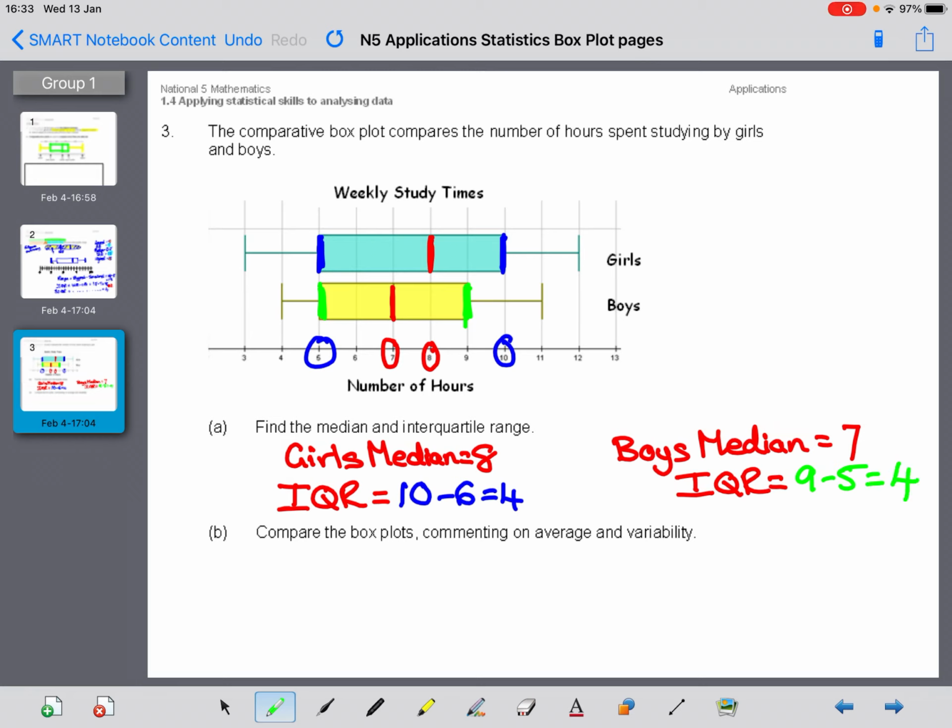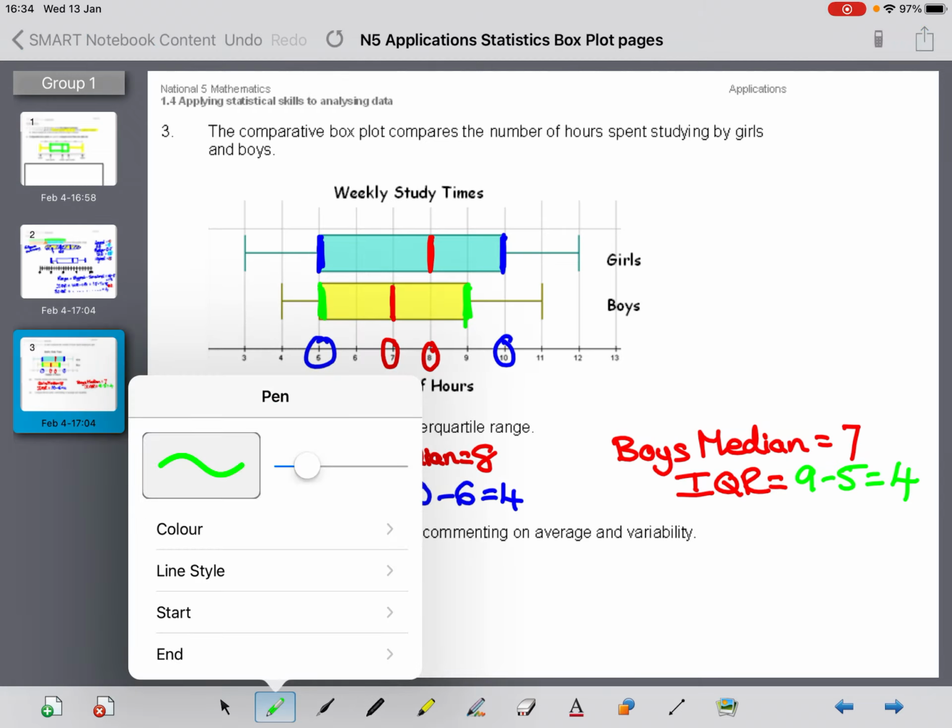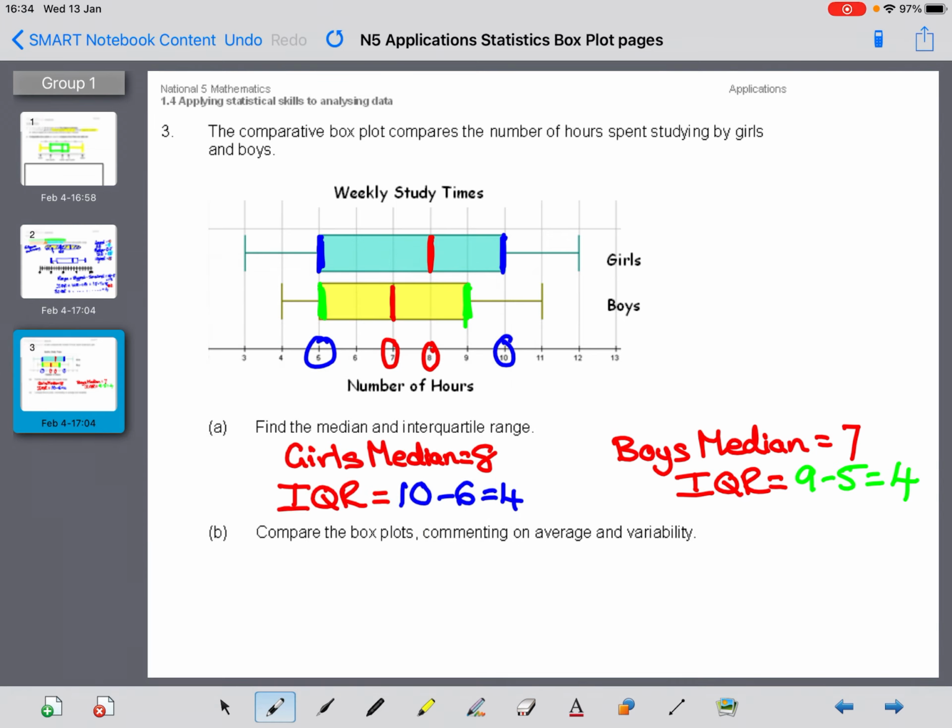Okay, so it now says compare the plots. Compare the box plots commenting on average and variability. Now, at this point here, you need to be very careful. Okay, because when we are comparing the girls' median with the boys' median, you have to use the word average. Do not say that the girls' median is higher than the boys' median. You need to say that the girls' average is more than the boys' average, right? But we also need to put it in context. It's about the number of hours spent studying. Okay, so that's our context.